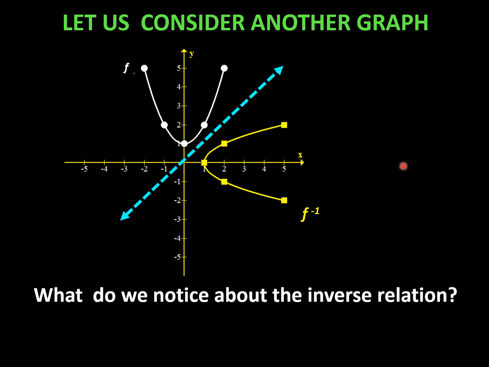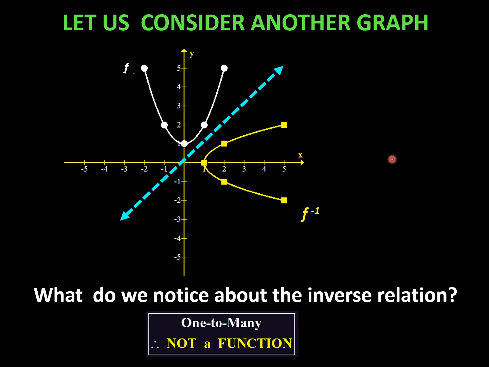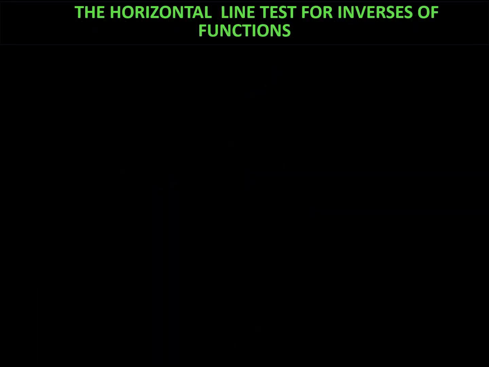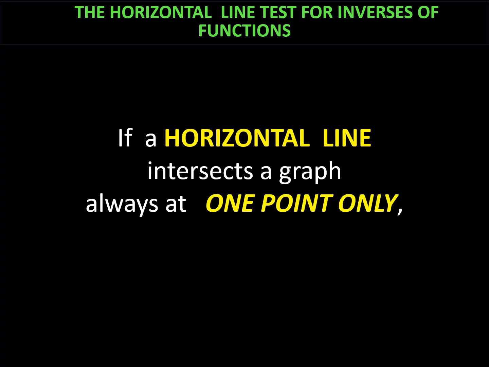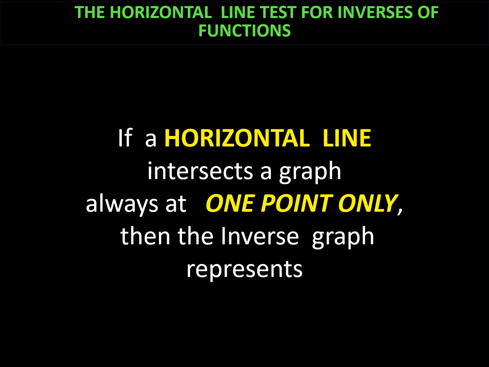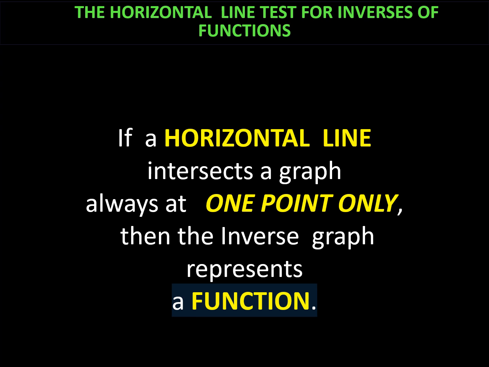If I look at that using the vertical line test, we can see here that the vertical line cuts it more than once. Therefore, now let's look at a test that can be used to determine whether the inverse of a function will again be a function. This is known as the horizontal line test. If a horizontal line intersects a graph always at one point only, then the inverse graph will represent a function.